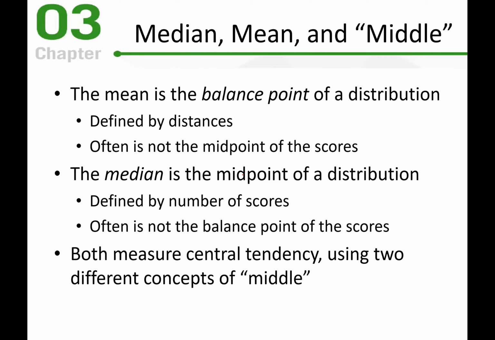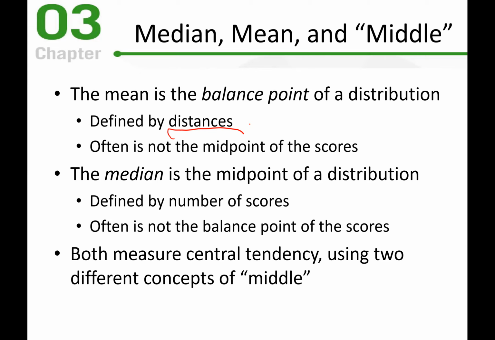All right, so the median, what's the relationship between the median and the mean and middle, right? So again, the mean is the balance point of a distribution, and it's defined by distances. This is very important. It's defined by distances, the distance that the scores are from the mean, all right? But most of the time, it is not going to be the middle point of the scores, all right? A lot of times the mean isn't even one of the scores in the population of scores, right?